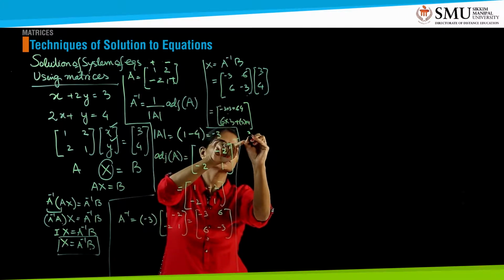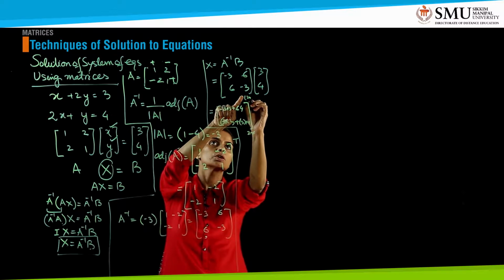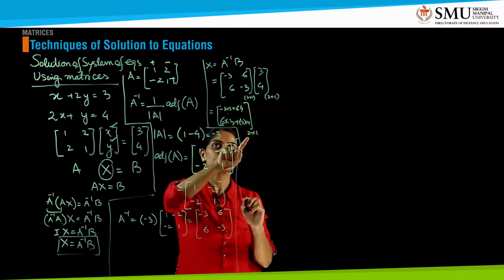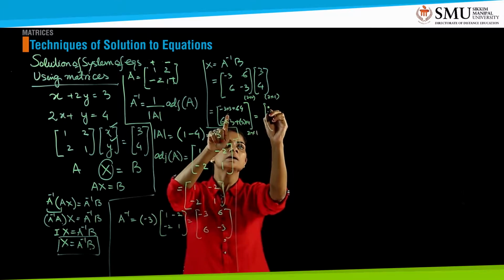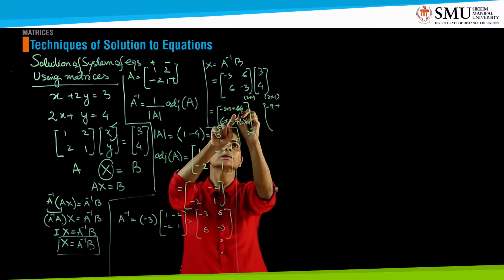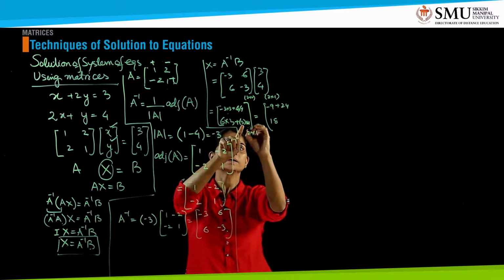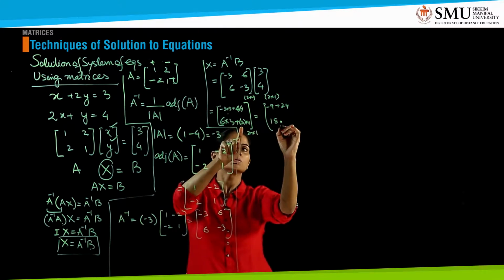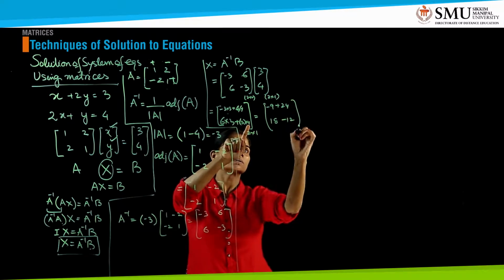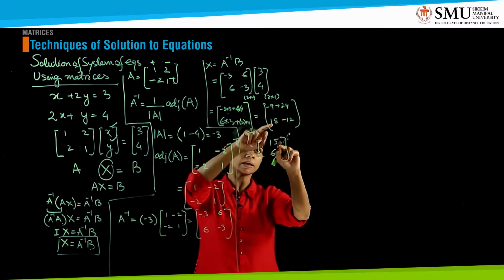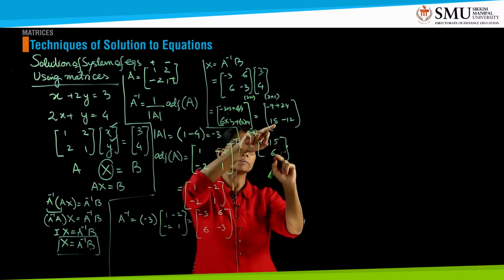So, you will see that this is a 2 cross 1 matrix, because this is 2 cross 2 and this is 2 cross 1. So, the resultant will be a 2 cross 1 matrix. So, what is this? This is minus 9 plus 6 into 4, which is 24, so 18, and here it is minus 3 into 4, which is minus 12. So, solve it. Minus 9 plus 24 is 15, and 18 minus 12 is 6.